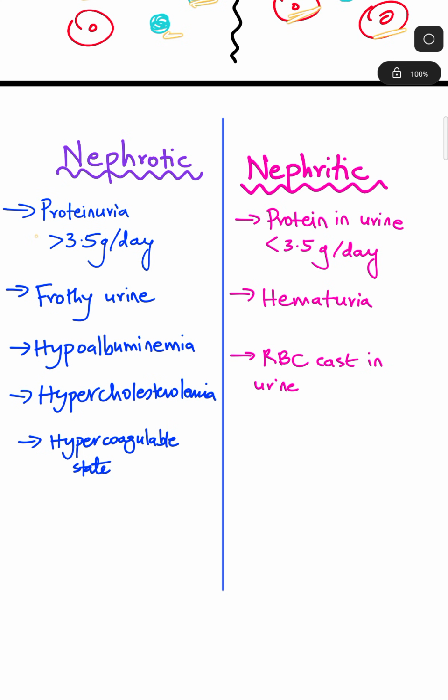Nephrotic syndrome is defined by massive proteinuria, generally more than 3.5 grams per day. Because of all this protein loss, the urine becomes frothy or foamy. The main protein that's lost is albumin. So patients develop hypoalbuminemia, right? You lose albumin in the urine.